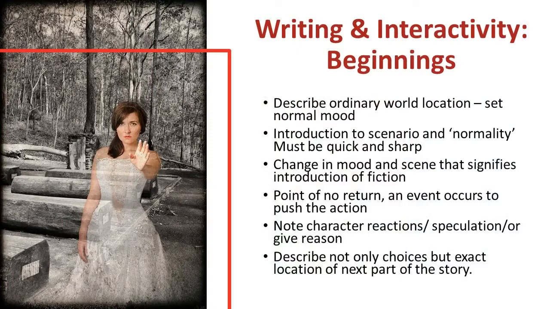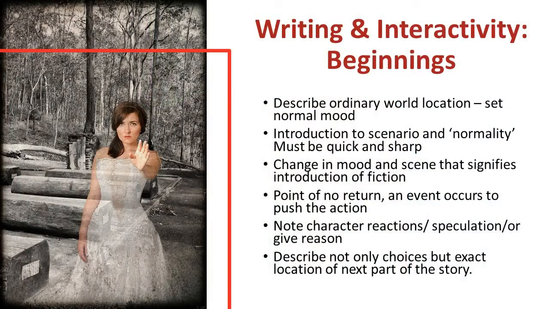When you are writing a story for location, in the beginning of your story, it is very important that you have these several elements. So essentially, first, you want to describe the ordinary world and location. Set the normal mood. So the idea is that you want to describe the ordinary world that people are in so that you build that initial trust with the audience member before turning things on their heads and introducing the fantasy into the mix. So after describing the ordinary world, you want to introduce the potential scenario.